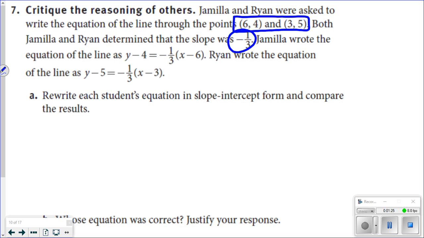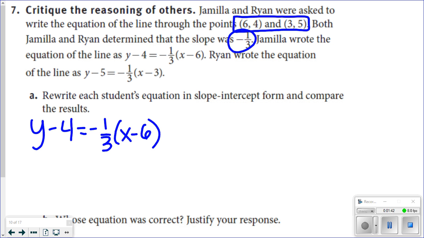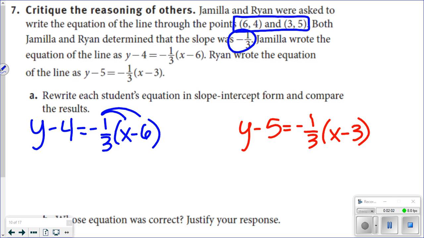Okay, so remember, we need to distribute first to get rid of these parentheses. So I'm going to write hers first, and then I'm going to put his over here. We did this on the previous page with the story problem. So multiply, multiply. So y minus 4 stays the same.